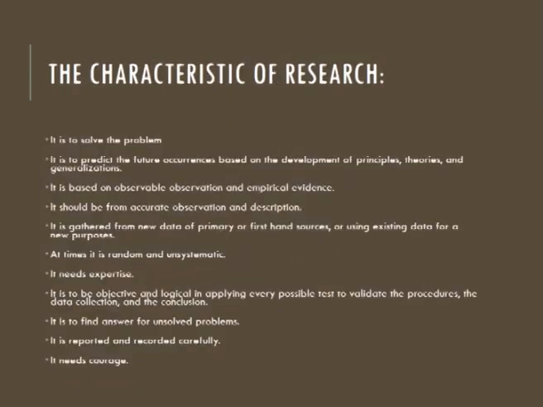And the third, research should be observable and based on empirical evidence. Observable observation means empirical evidence, so it should be based on real data and should be empirically convincing based on the data. And the next is about the process. The characteristic of research is that it should be accurate. So the observation should be done accurately, and the results of the research should be reported descriptively.